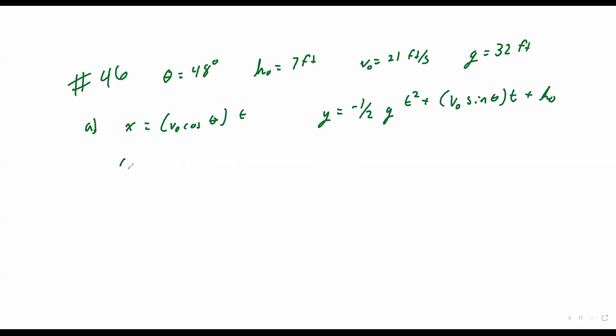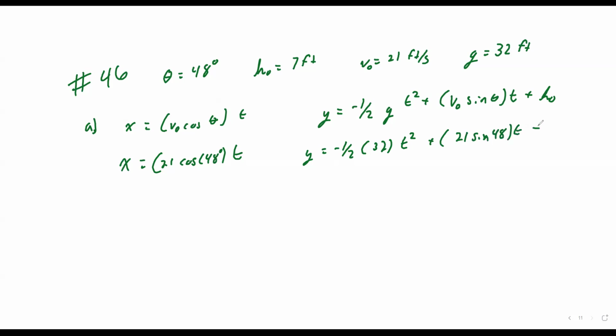So then you just plug in the information. So this is going to be 21, oh, that's a 12, 21 times cosine of 48 degrees times t, and then this would be y equals -1/2 of 32 times t squared plus 21 times sine of 48 times t plus 7.